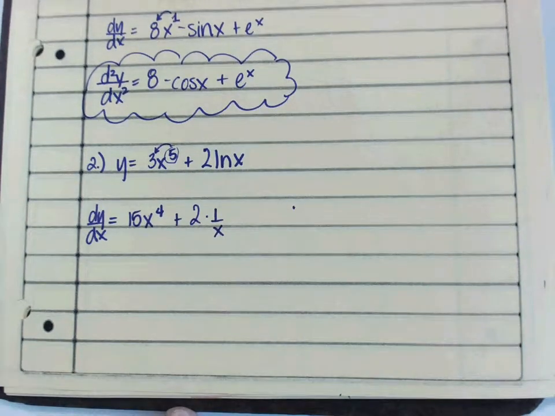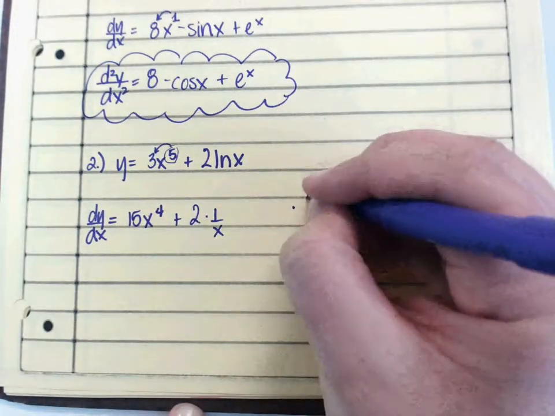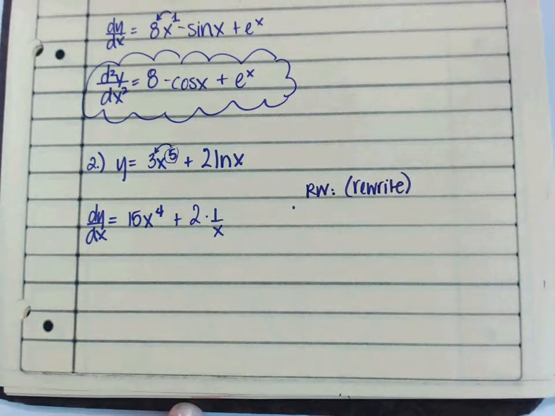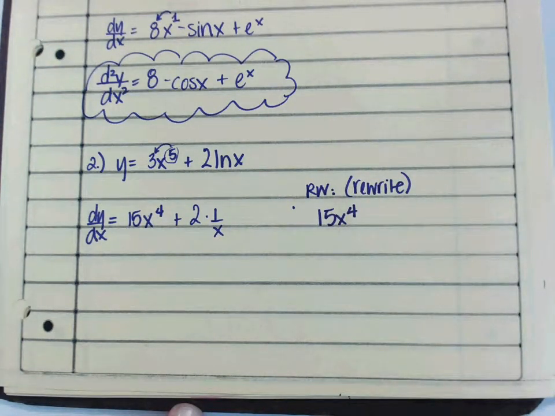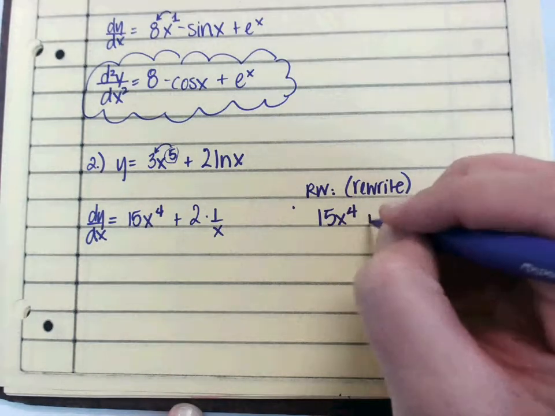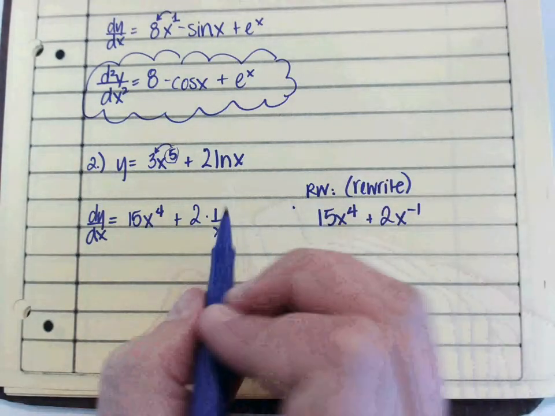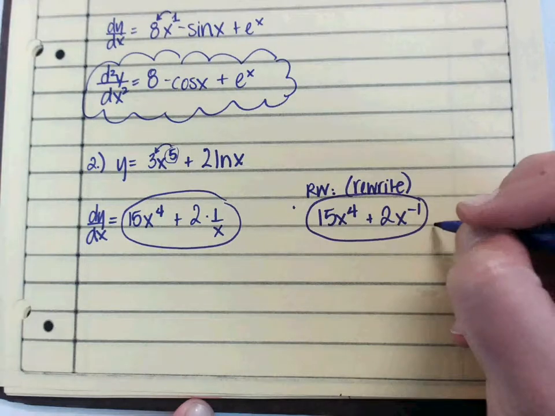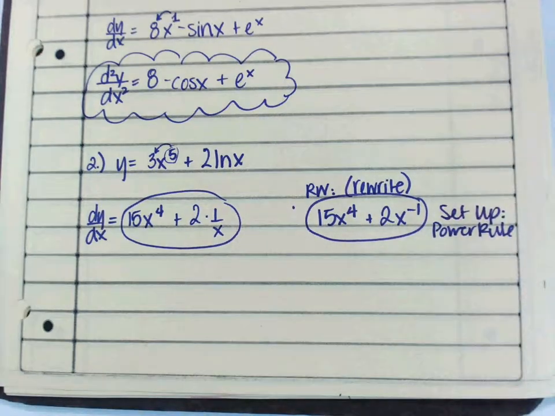Now, if I wanted to take the derivative of that again, I'm going to have to rewrite this guy. So I'm going to put RW. Okay, that stands for rewrite. We learned that yesterday. 15x to the 4 is not a problem. That's already a power. But how can I rewrite 1 over x if it's on the bottom? Good. x to the minus 1. And the reason you rewrite it is so that it's written as a power, and then you can do power rule on it. So this and this are the same. The only difference is that this is set up for power rule, and the other one's not.